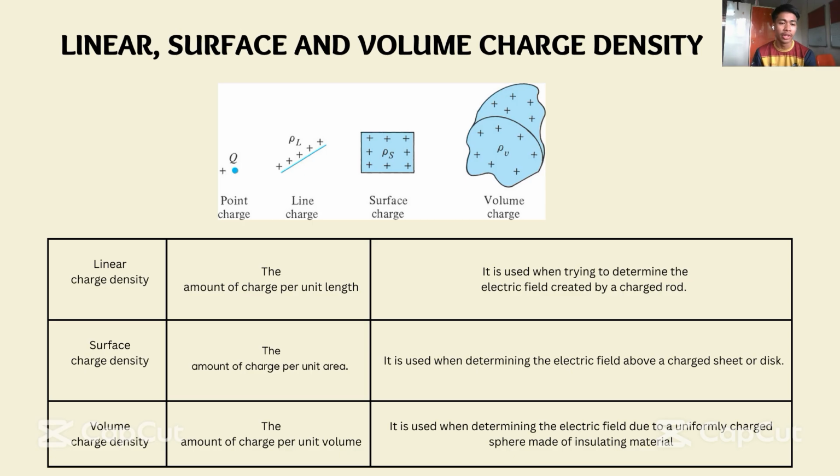So we move on to linear, surface and volume charge density. Linear charge density is the amount of charge per unit length. It is used when trying to determine the electric field created by a charged rod. Next is surface charge density, the amount of charge per unit area. It is used when determining the electric field above a charged sheet or disk. Last, volume charge density, the amount of charge per unit volume. It is used when determining the electric field due to a uniformly charged sphere made of insulating material.